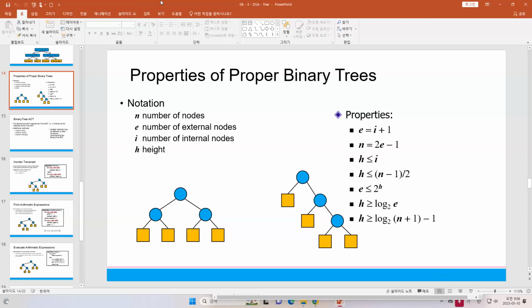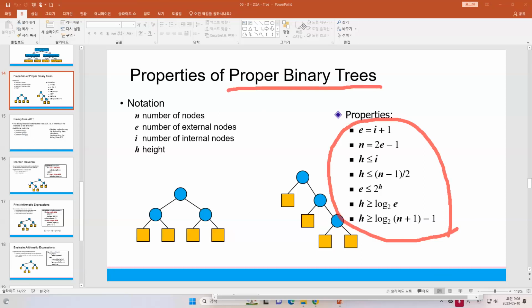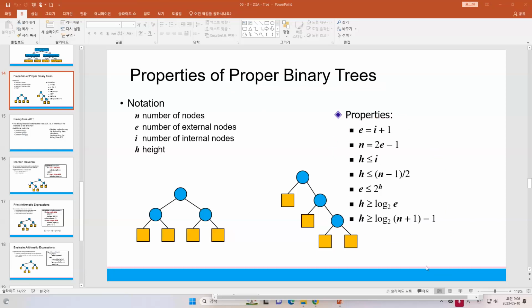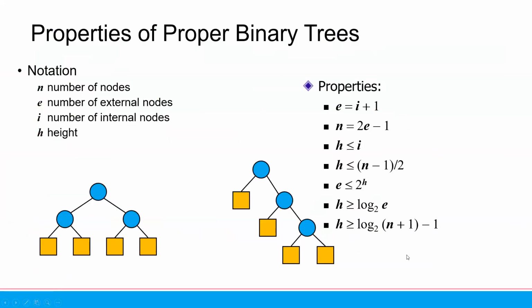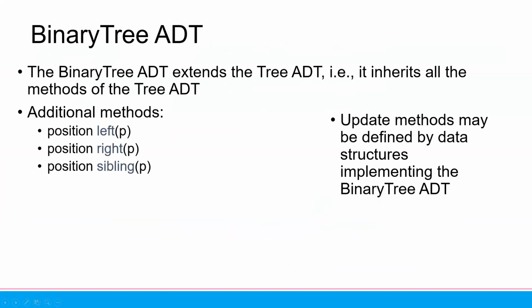Yeah, I think by now you understand the properties of proper binary trees. And the binary tree ADT, the abstract data type. We can look at more details on the methods, like what is the left of the position P, what is the right of the position, and what is the sibling of the position.